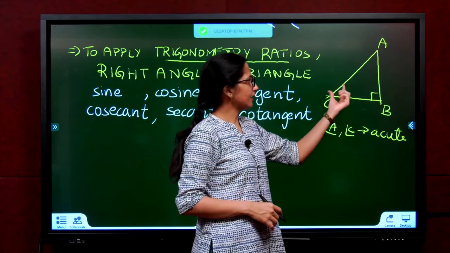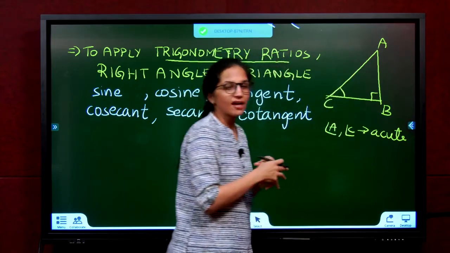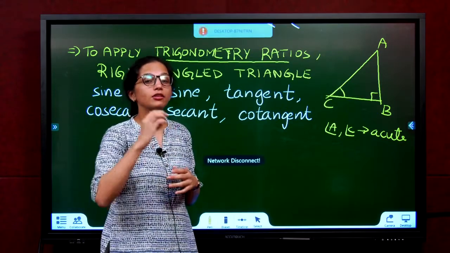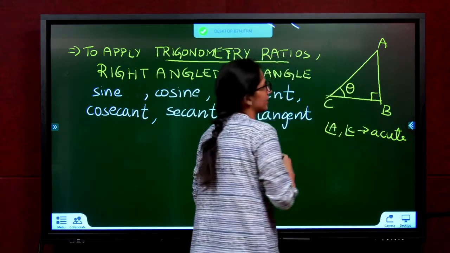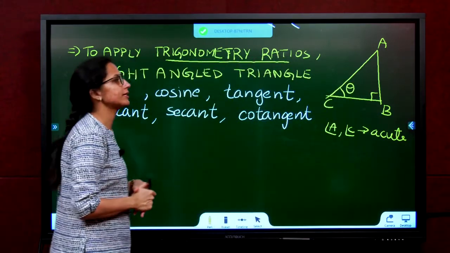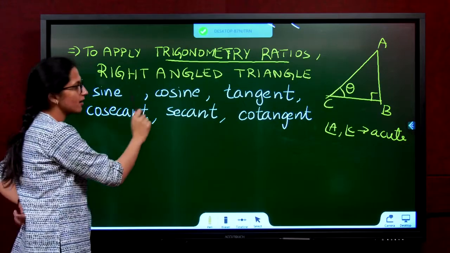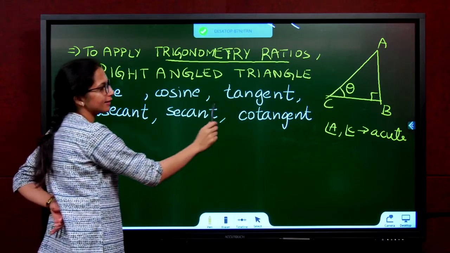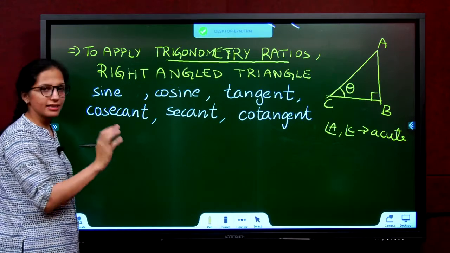Now, let us consider any one of them. I will consider this angle C. I will call this angle theta for simplicity. Instead of saying angle C again and again, I will commonly use theta. You can use X, you can use any letter. Theta is just one Greek alphabet. We have 6 trigonometry ratios: sine, cosine, tangent, cosecant, secant, cotangent. These are the full names of the ratios. We will study them in detail now.